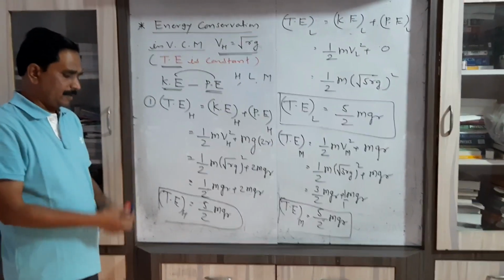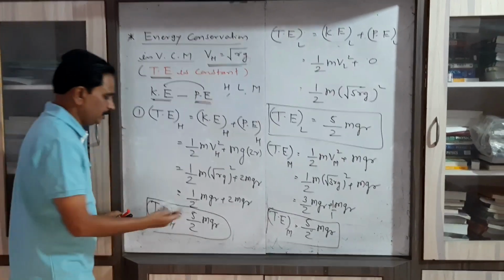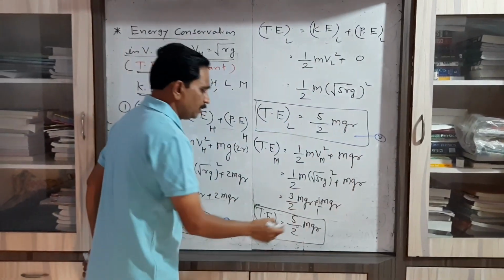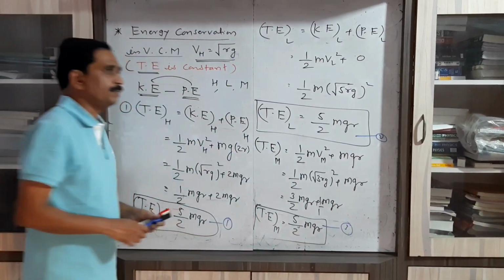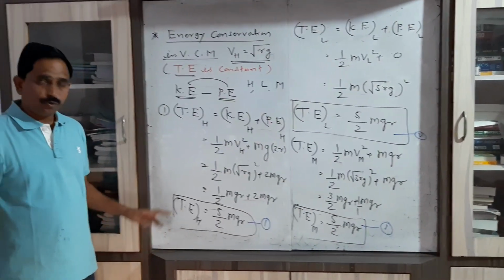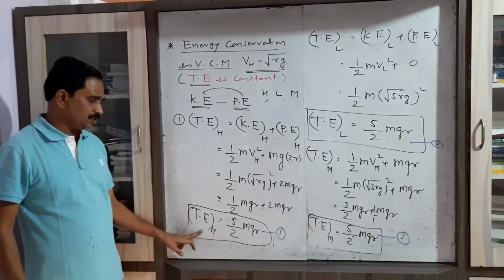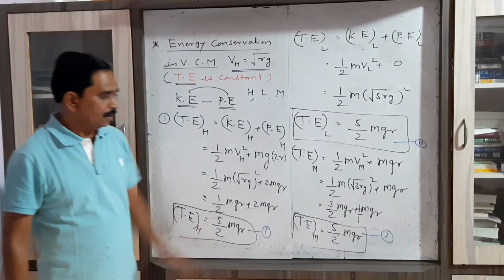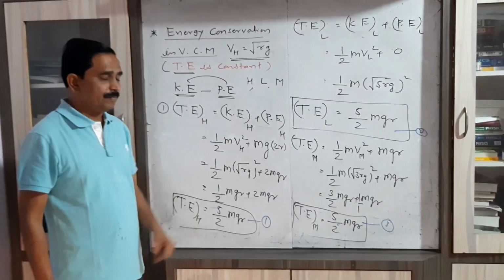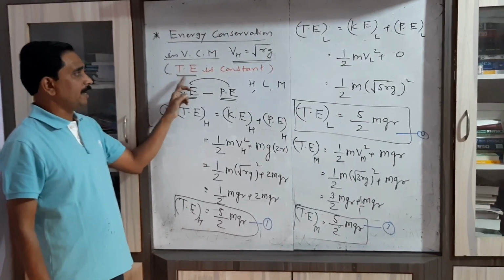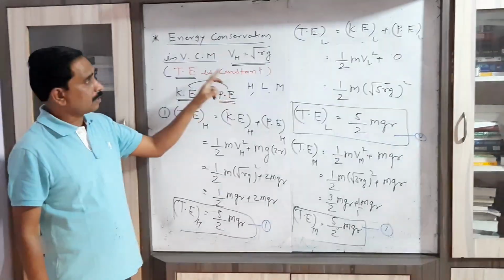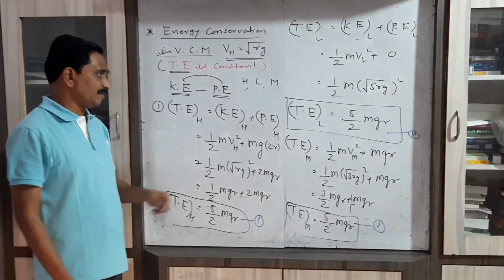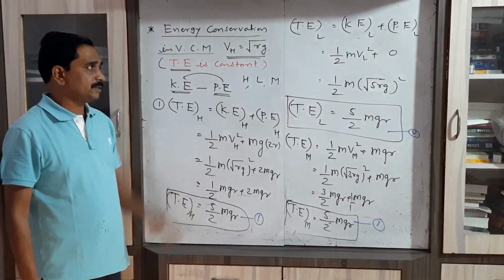Now by considering the value of total energy at the highest position, total energy at the lowest position and total energy at the middle position, it is very clear that the total energy at the highest position, at the lowest position and at the horizontal or middle position is the same. So that's why we can say that total energy is constant or conserved in vertical circular motion, though there is an interconversion between kinetic energy and potential energy.